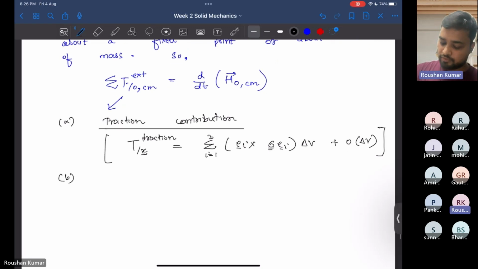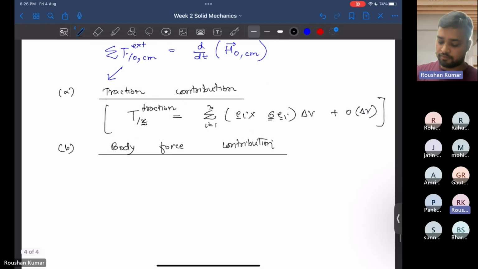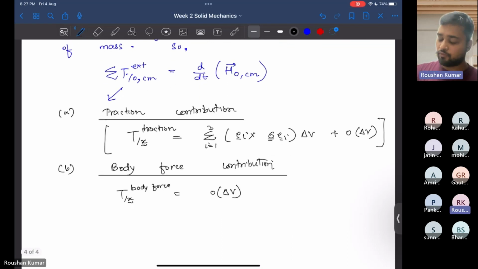The second contribution is due to body force. The torque about the center of mass due to body force is of the order of the volume element, that means of lower order than the volume element. So the sum of all the torques acting about the center of mass is the same as the rate of change of angular momentum of the body about the center of mass.